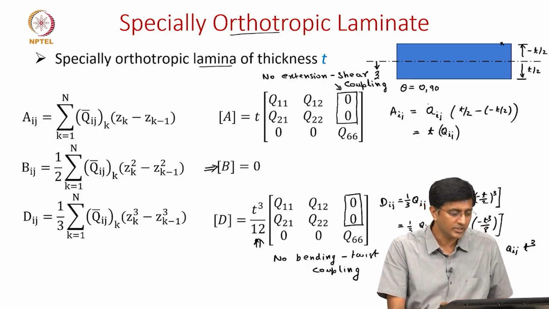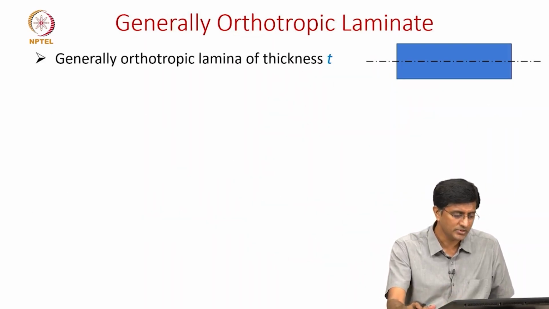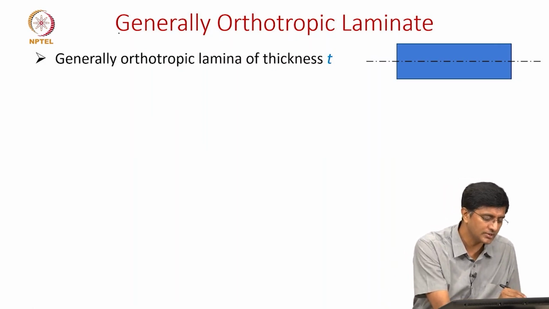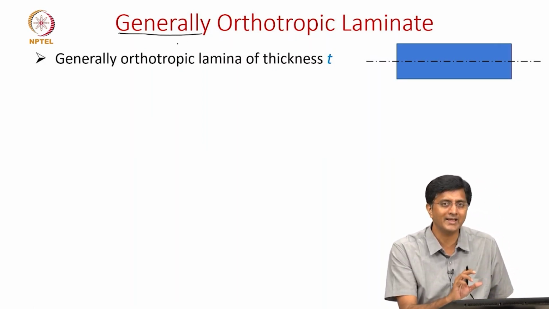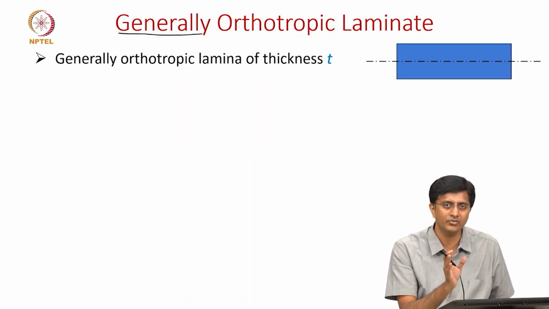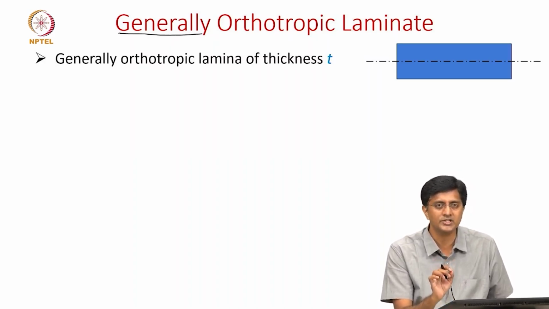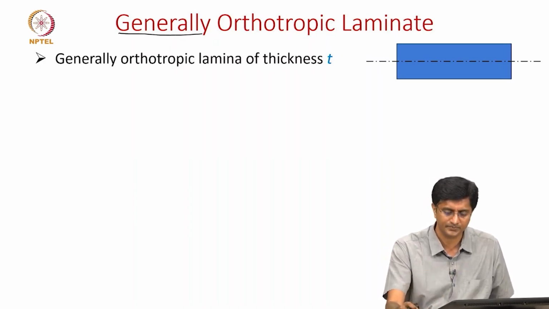So I hope this is clear. Now let's move to the next laminate, which instead of using the specially orthotropic, we now have the generally orthotropic. What do we mean by generally orthotropic? Meaning the angle is neither 0 or 90. In fact, it is off axis, meaning at an angle theta. Since it is at an angle theta, when we start writing for a lamina the stiffness matrix, we should work with the transform stiffness matrix Q bar.